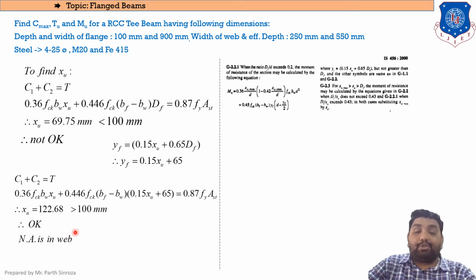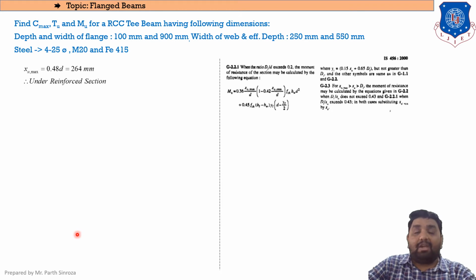Clear? So now after confirming the position of neutral axis, we will be proving the section, that is whether it is under reinforced, over reinforced or balanced. For that we will be finding the value of XU max. XU max can always be obtained from page number 70 of your IS code. The ratio for Fe415 steel is 0.48 D. So solving it, we are getting XU max to be 264 mm.